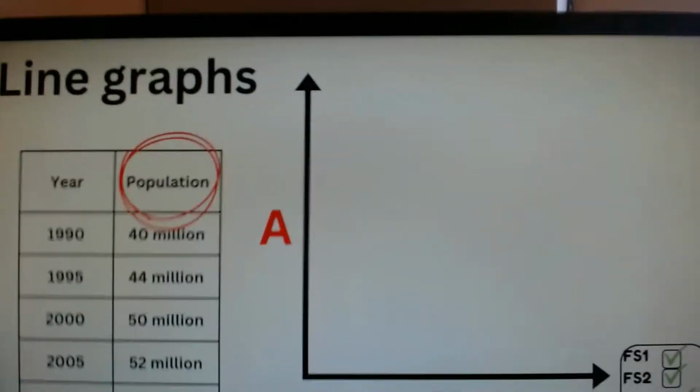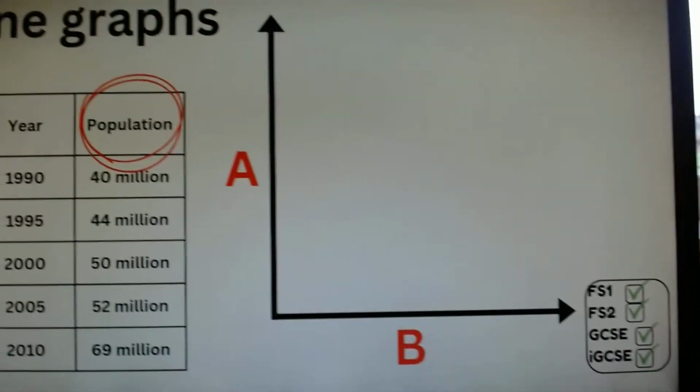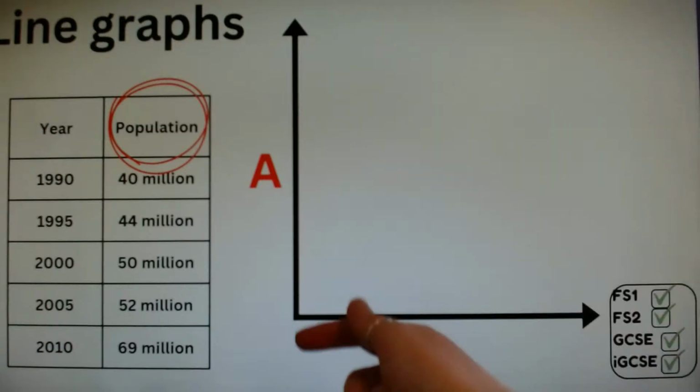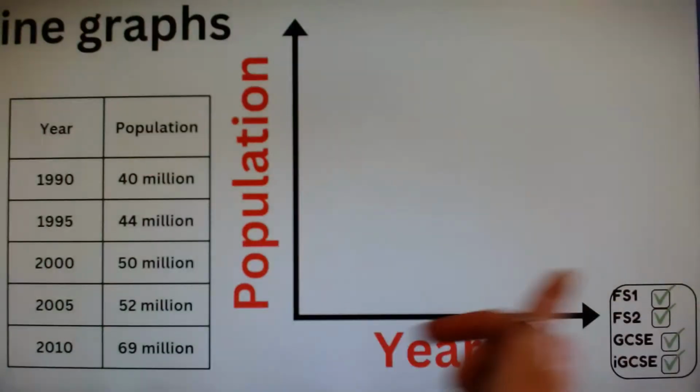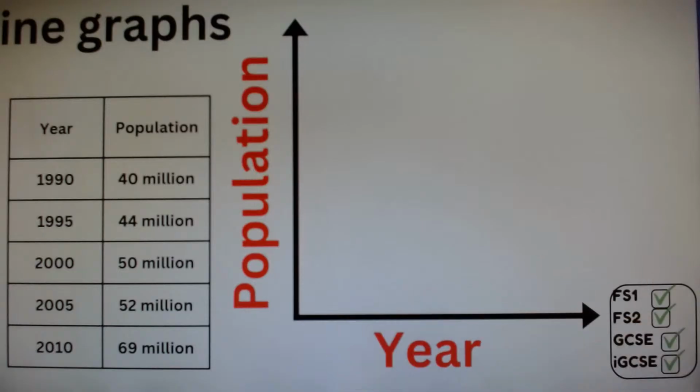As long as you're clear with your information, technically you could use either, but we tend to put population, frequency, things like that on the y-axis, the one that's labeled A here, the one that goes up and down, the vertical axis. So usually we will put population on that axis and year along the bottom, so time passing goes along the bottom. Now we've got to think about the scale.